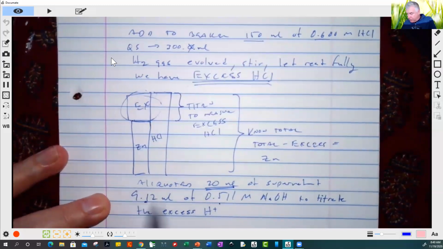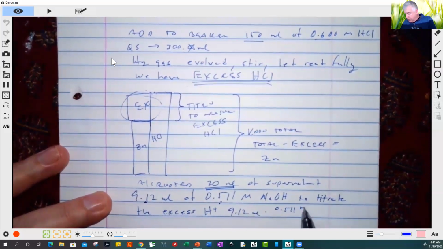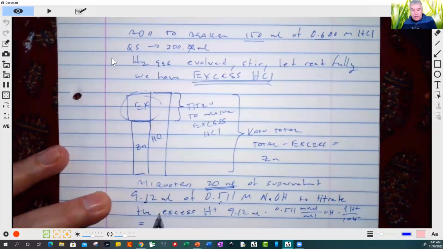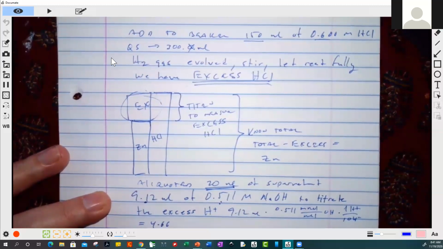And then that took 9 mLs of 0.511, right? So in this 20 mLs, the excess H+ is 9.12 milliliters times 0.511 millimoles per milliliter of OH- times 1 H+ for 1 OH-, right? So this is equal to, oh shoot, I totally didn't write that down exactly. This is 4.66 millimoles.